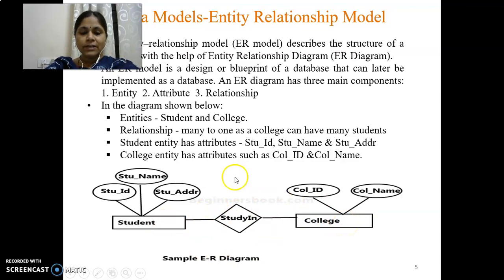So this is called the entity relationship diagram, also called the ER diagram. ER diagrams are very widely used, similar to UML diagrams in object-oriented modeling. In a database management system, whenever we are going to design the database, after collecting the requirements, during the designing part, we will be using the entity relationship models.